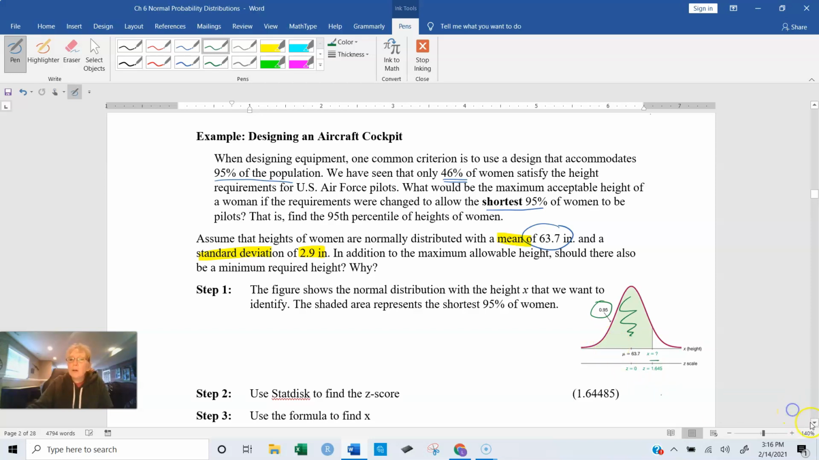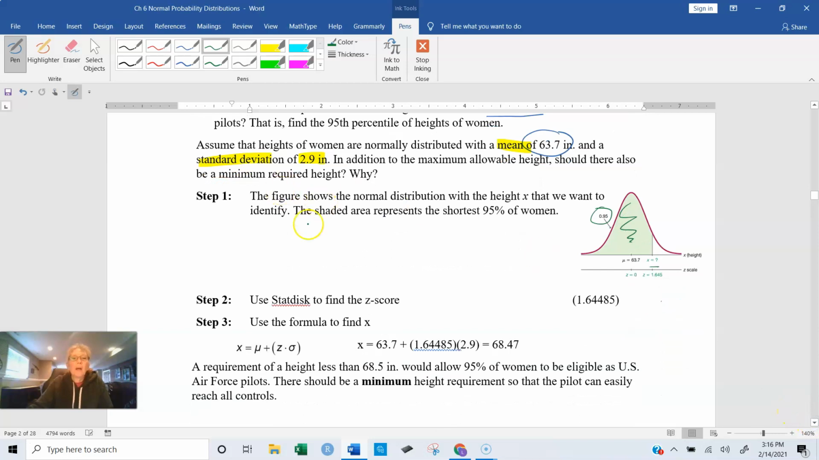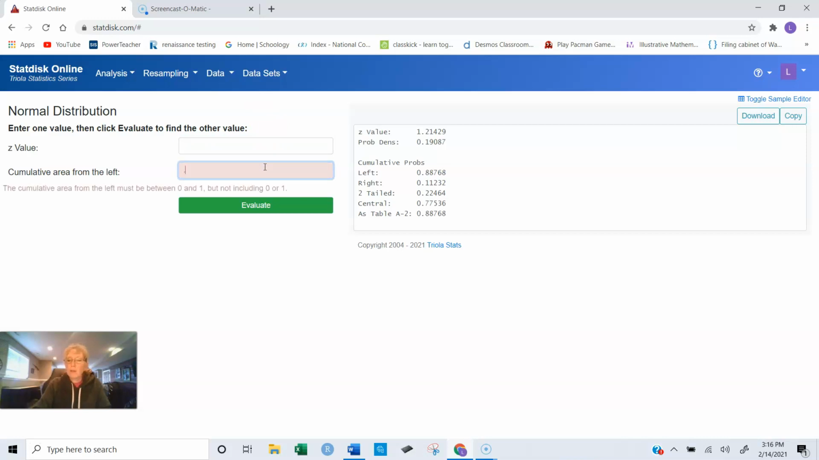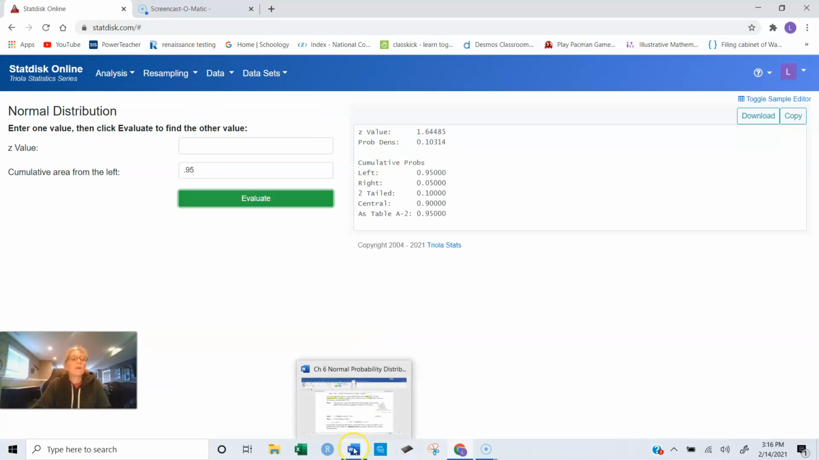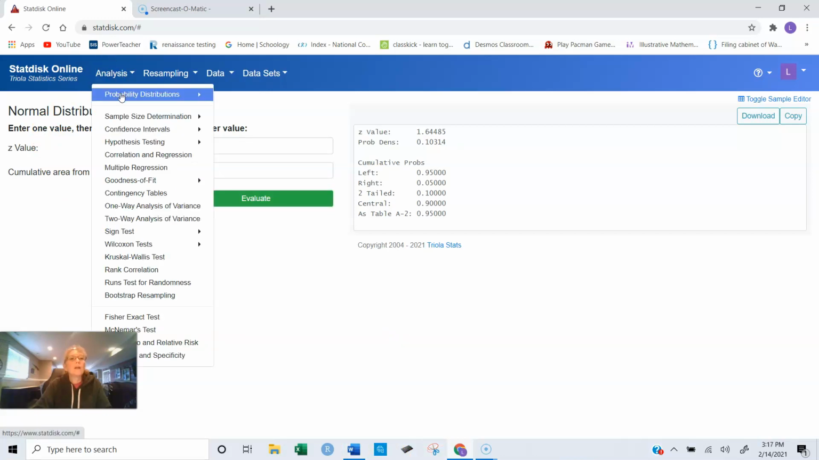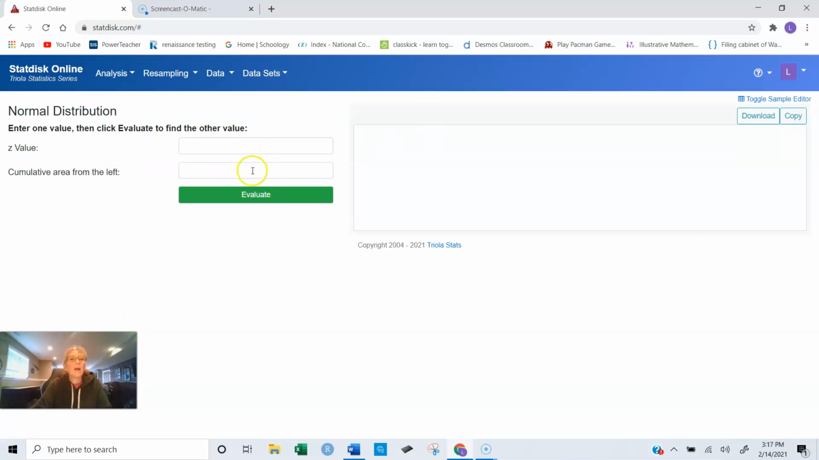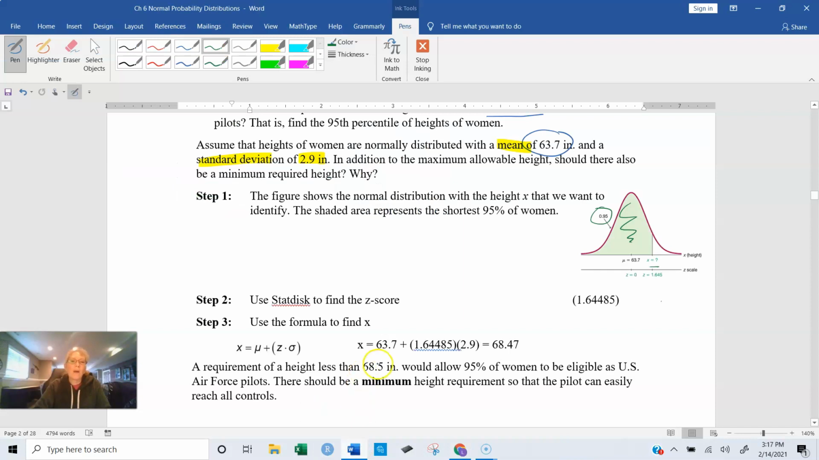Okay, so let's use our StatDisk to help us out. So we want 95%, so we're going to go to StatDisk and type in your cumulative area, and we know that we want it to be 95 to the left, so I don't have to subtract anything, and we get 1.64485. Oh, I should have shown you this. This is analysis, probability, normal distribution is where we're at. All right, and down here was the 0.95. Okay, so 1.64485 is what we get for our value.